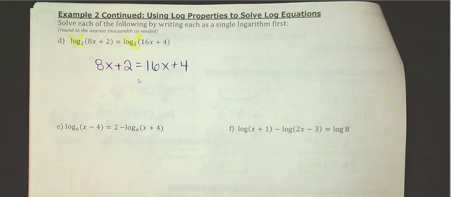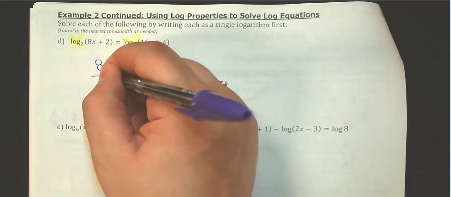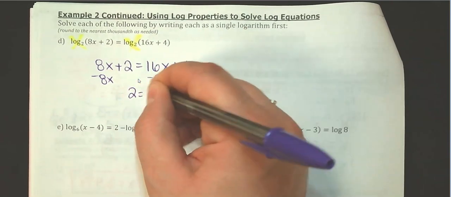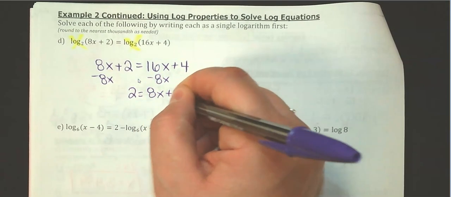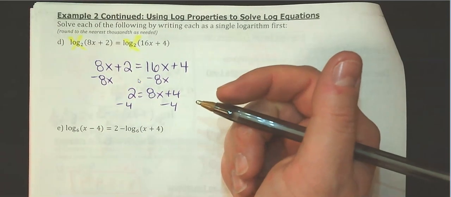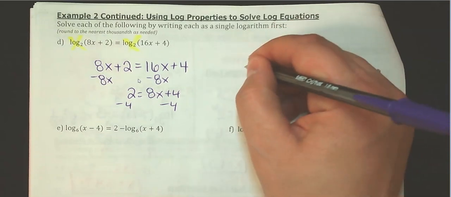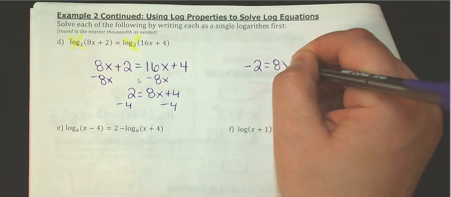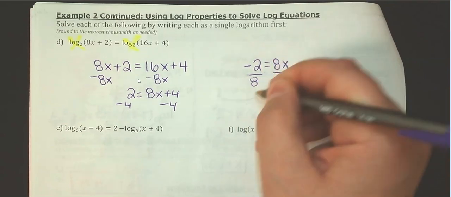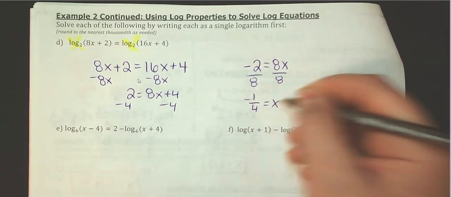Okay, so then I'm just going to solve this real quick. Now, subtract 8x here. So I'd get 2 equals 8x plus 4. I'm going to subtract 4. And so we're going to get negative 2 is equal to 8x, right? Divide both sides by 8. And I get negative 1/4.